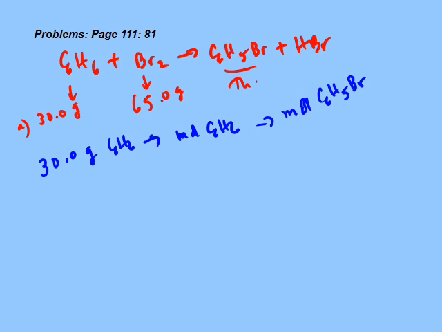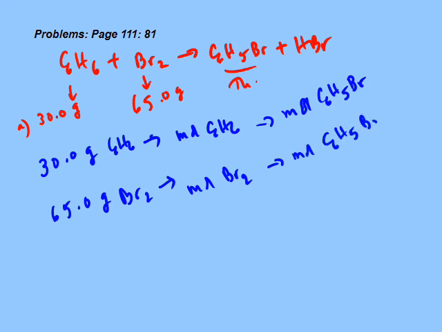Now you start with Br2, 65.0 gram Br2. First you get mole of Br2. Again, gram to mole relationship, make sure you get the weight from the periodic table. Then from mole of Br2 you get mole of C6H5Br.